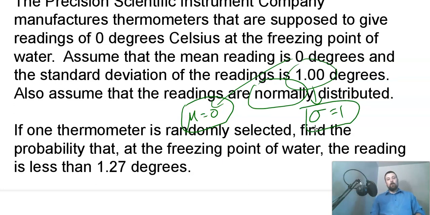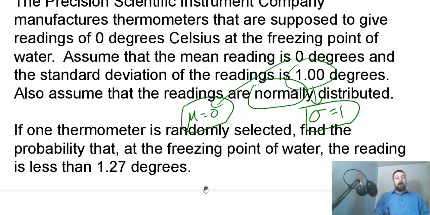All right, so here's the question. If one thermometer is randomly selected, find the probability that, at the freezing point of water, the reading is less than 1.27 degrees. Now, the thermometer should have a reading of 0. That would be the correct reading. But again, these thermometers are not perfect. They might be a little bit off from the reading that they're supposed to have. So given the mean and the standard deviation for these thermometers, what's the chance that if we pick a thermometer at random, the reading is less than 1.27 degrees?